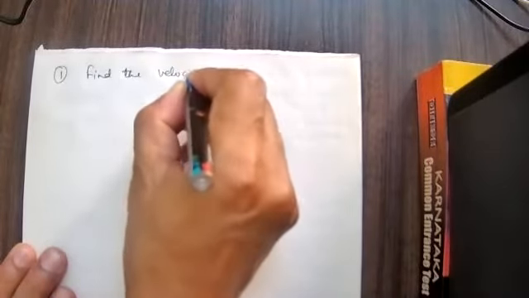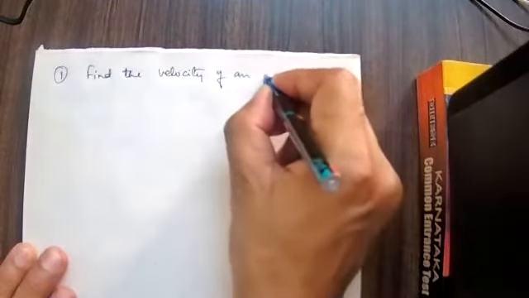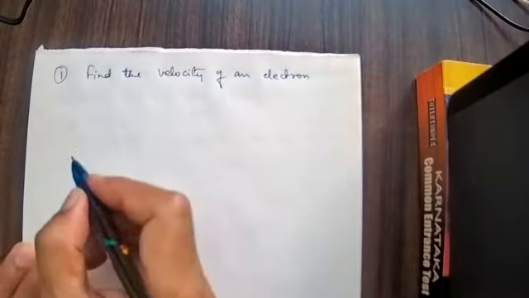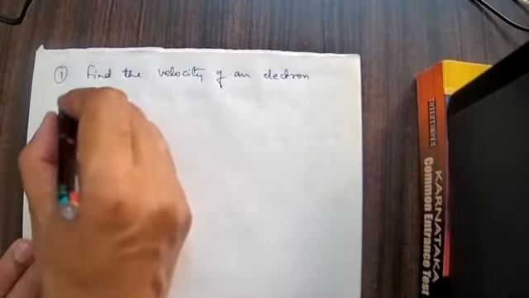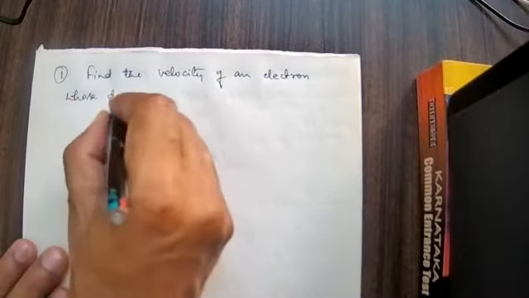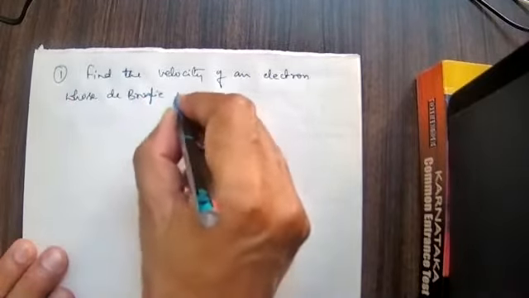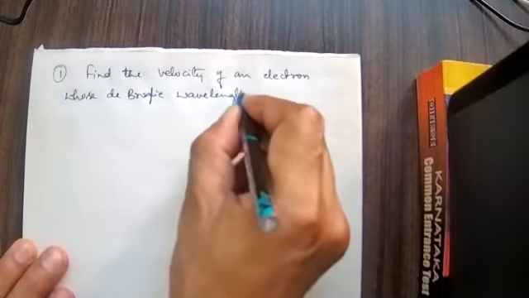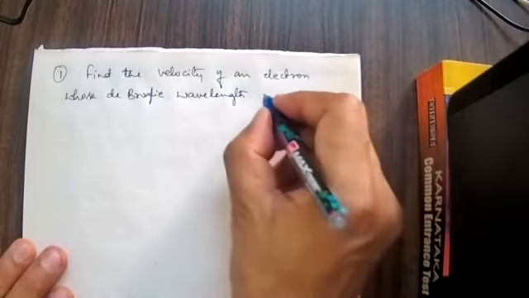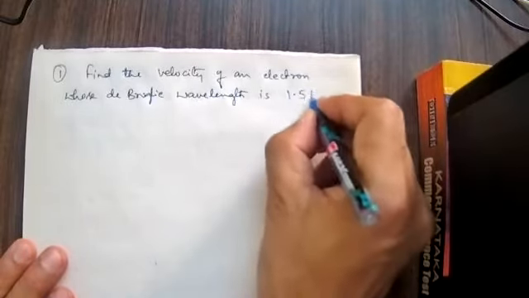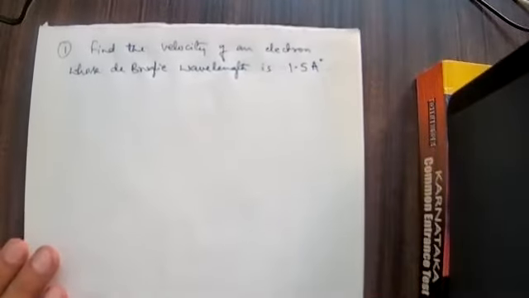Find the de Broglie wavelength. Find the velocity of an electron whose de Broglie wavelength is 1.5 angstrom. Today I will cover this one.